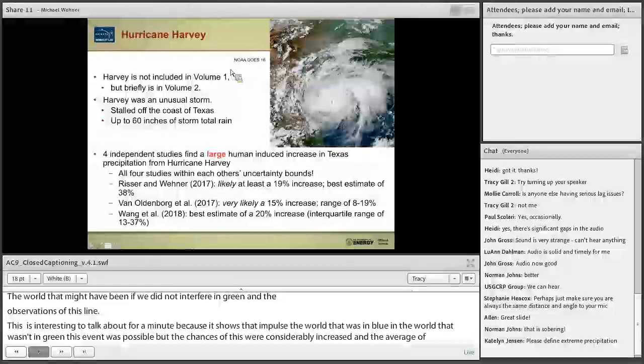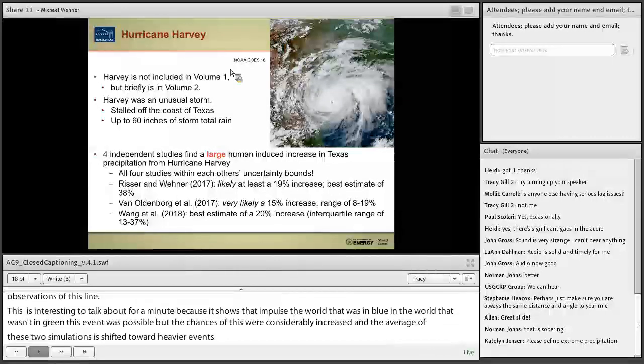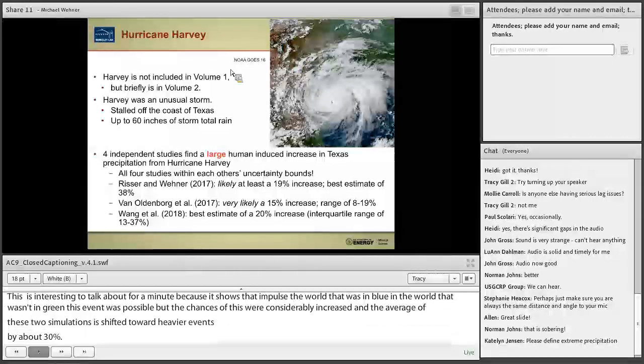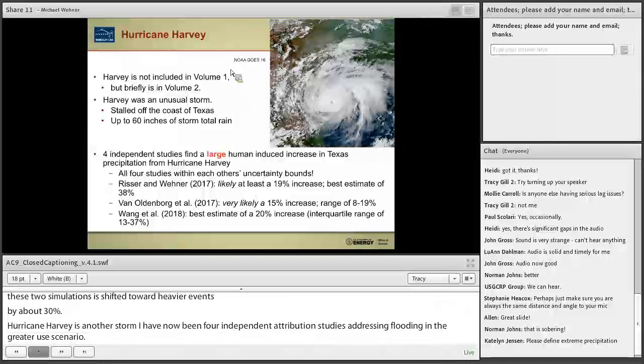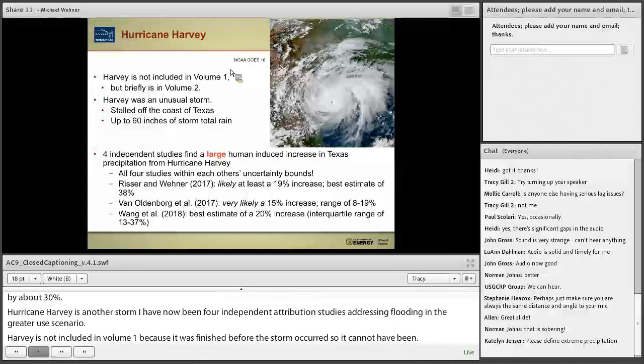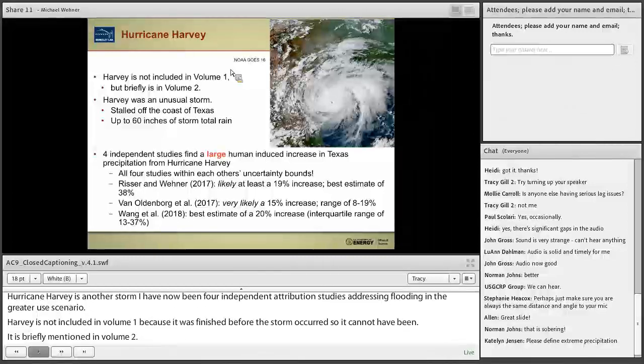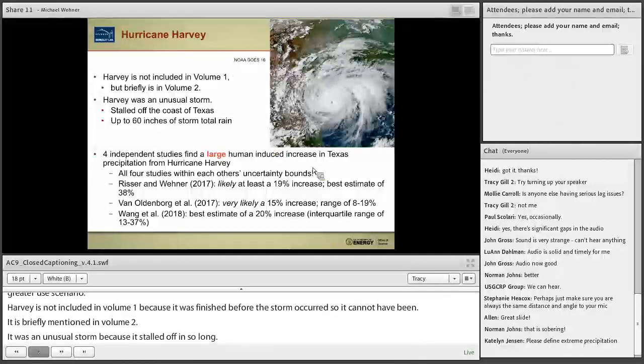Hurricane Harvey is another storm where there have now been four independent attribution studies addressing flooding in the greater Houston area. And Harvey is not included in Volume 1 because Volume 1 was finished before the storm occurred, so it could not have been. It's briefly mentioned in Volume 2. It was a very unusual storm because it stalled off of Texas for so long. In some stations, there was over 5 feet of rain accumulated during the storm, which one could easily say is a copious amount.